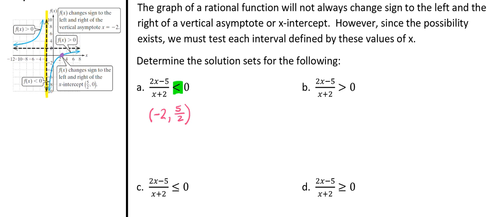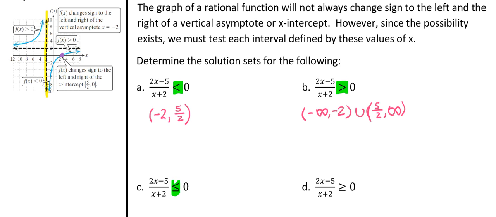And then the next question says, where are we greater than 0? And we can see that that happens from here all the way up to our x equals negative 2. And then it happens from our 5 halves to infinity. So we would write that as negative infinity to negative 2 unioned with 5 halves to infinity.